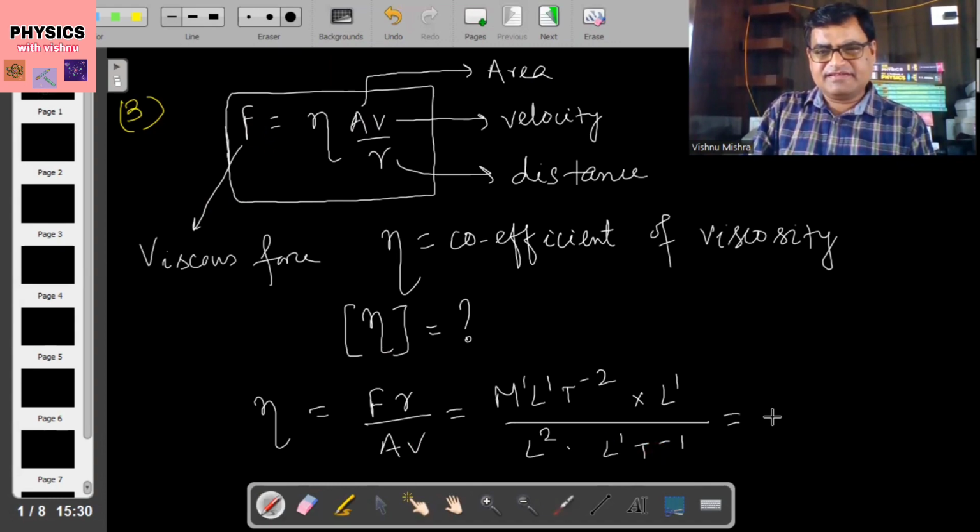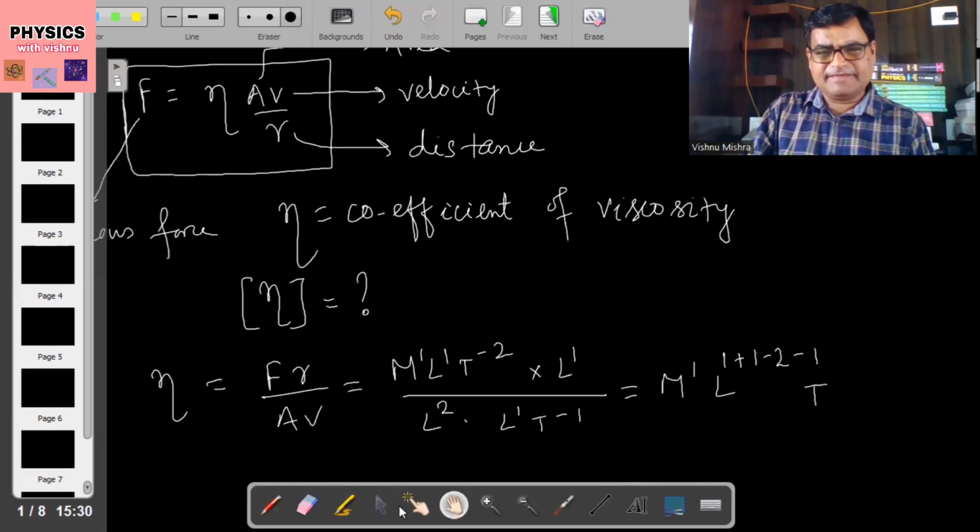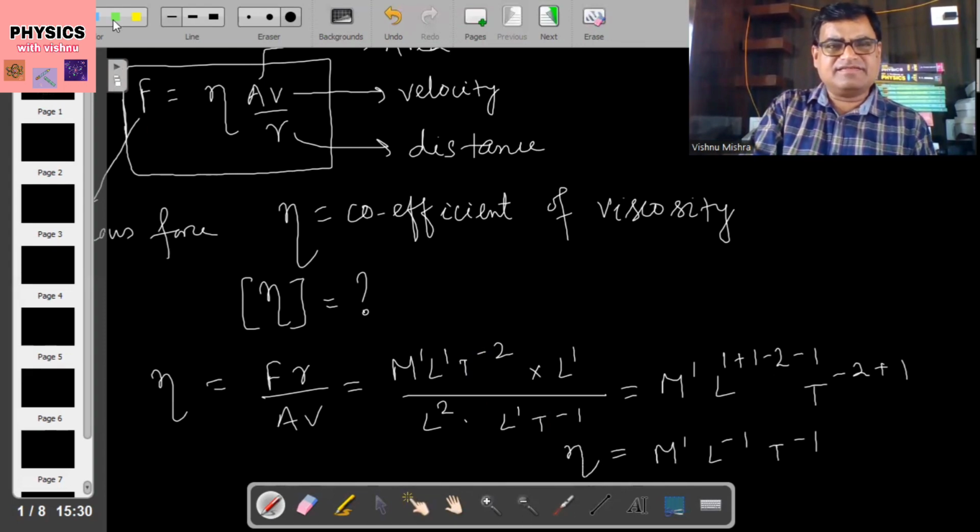Now just put this. This is M1. Collect the power of L: 1 plus 1 minus 2 minus 1. Collect the power of T: T minus 2 plus 1. And the result is M1 L minus 1 T minus 1. This is eta. This is very important.